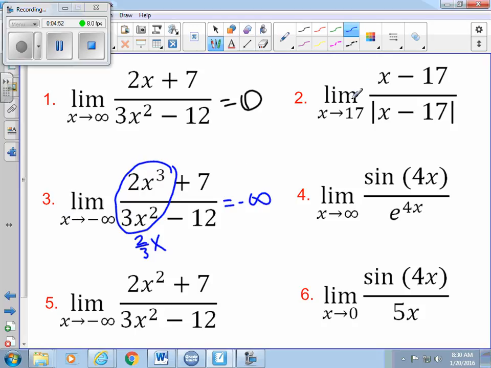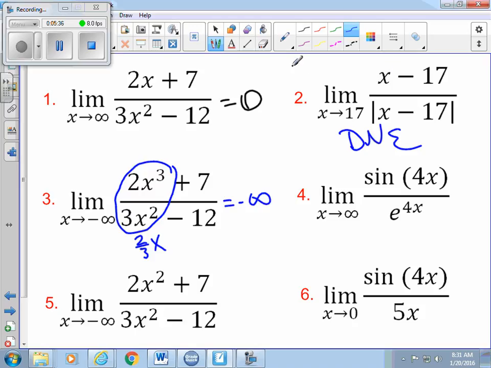Let's do number 2. Any ideas? The absolute value is a special case. It's a special case we took the time to memorize because it was tricky. Normally, this limit would be 1. If you ignored the absolute values, this limit would be 1 because the x minus 17s would cancel, right? However, because of the absolute values, from one side of 17, you're going to get positive 1, and the other side of 17, you're going to get negative 1 because the bottom's always going to stay positive. Does everyone know what I mean by that?